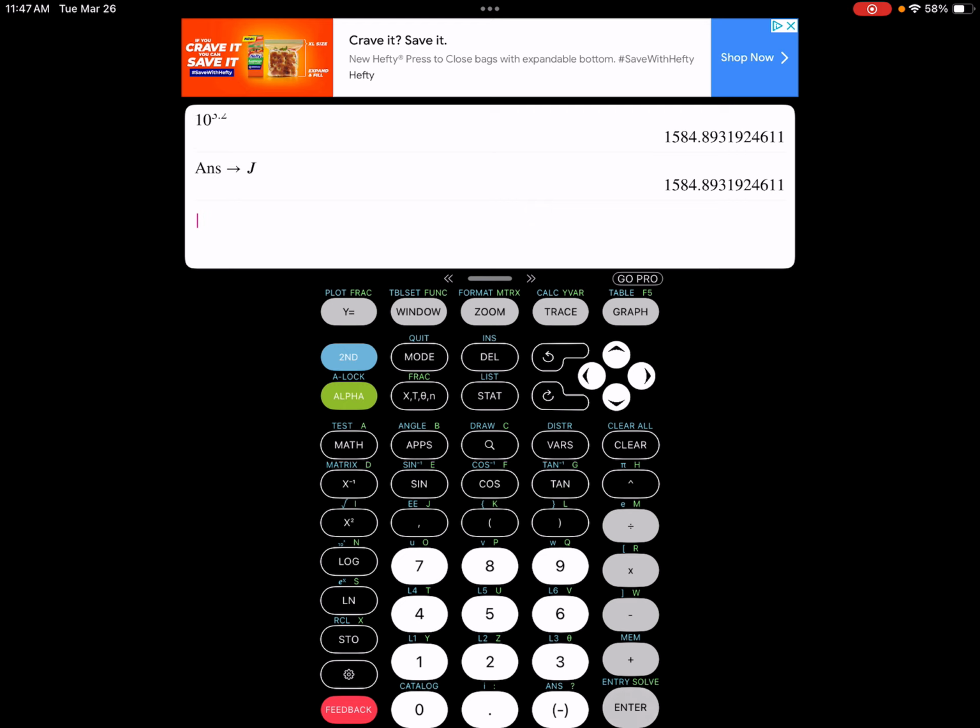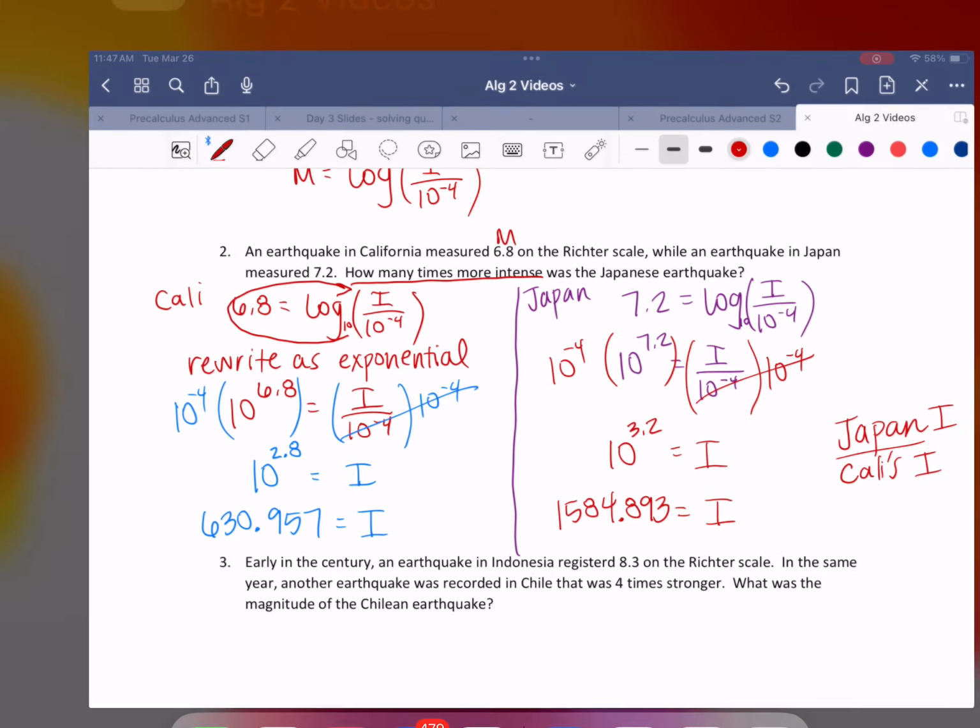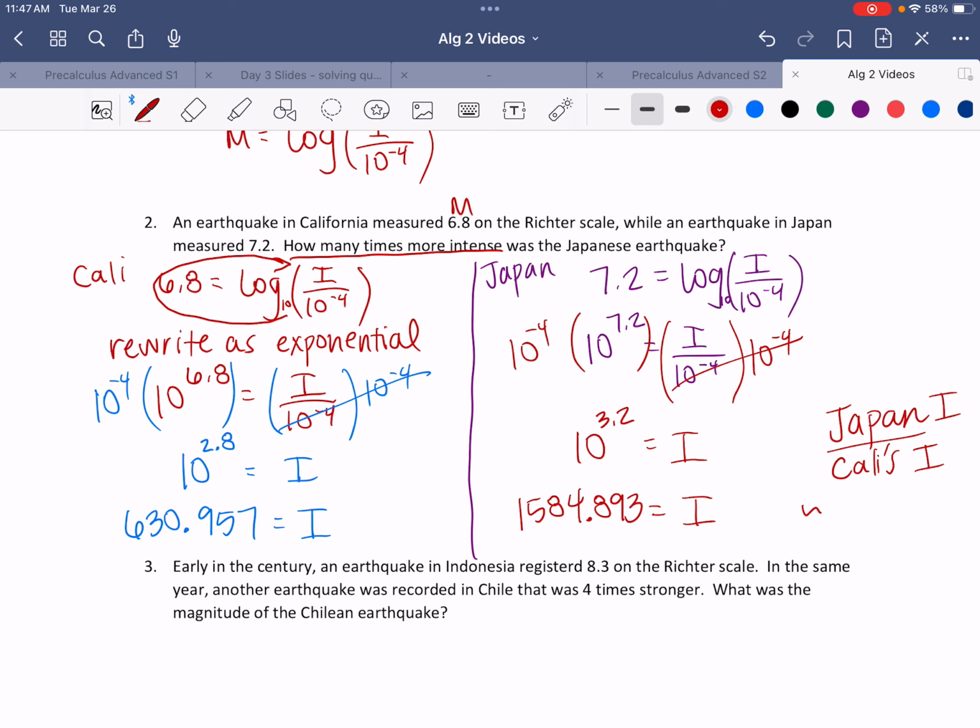So if I take Japan's intensity, alpha J, and I divide it by California's intensity, alpha C, hey, it's about 2.5 times as intense. And if you did this with rounded numbers without storing it, you're going to get about the same thing. I just want you to be exposed to it because we use it a lot of times in pre-cal. Okay, about 2.5 times more intense.